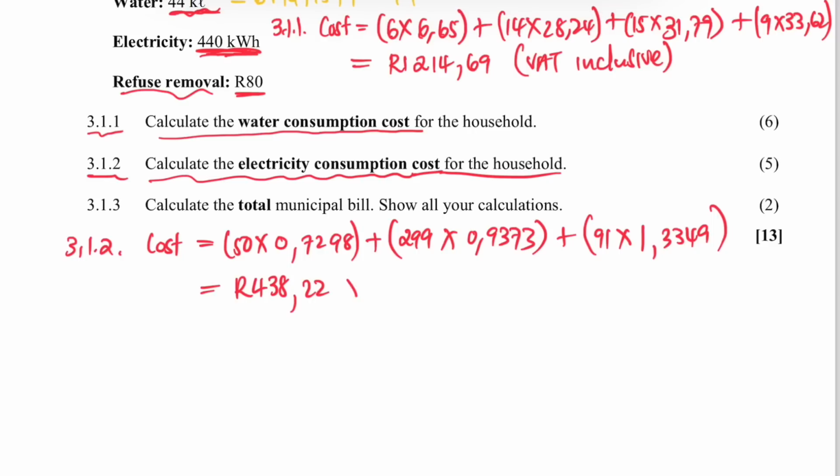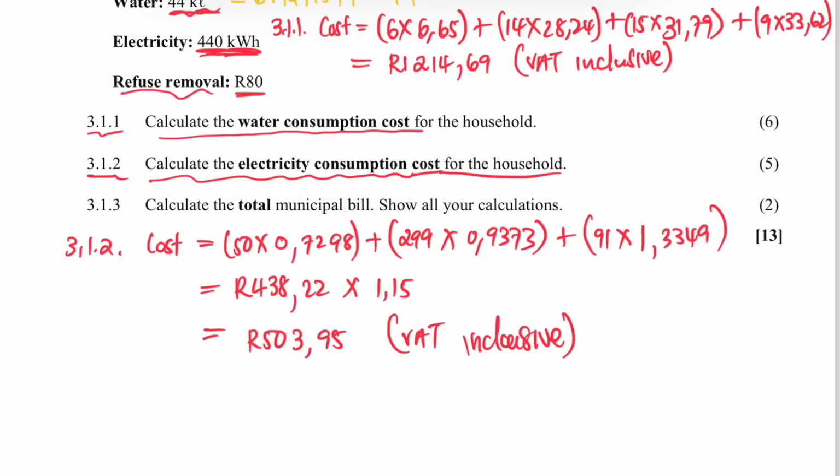So to include the VAT, you must multiply by 1.15. If you multiply that by 1.15, your answer will be 503 rand 95 cents. This price now includes VAT. It's VAT inclusive, right?